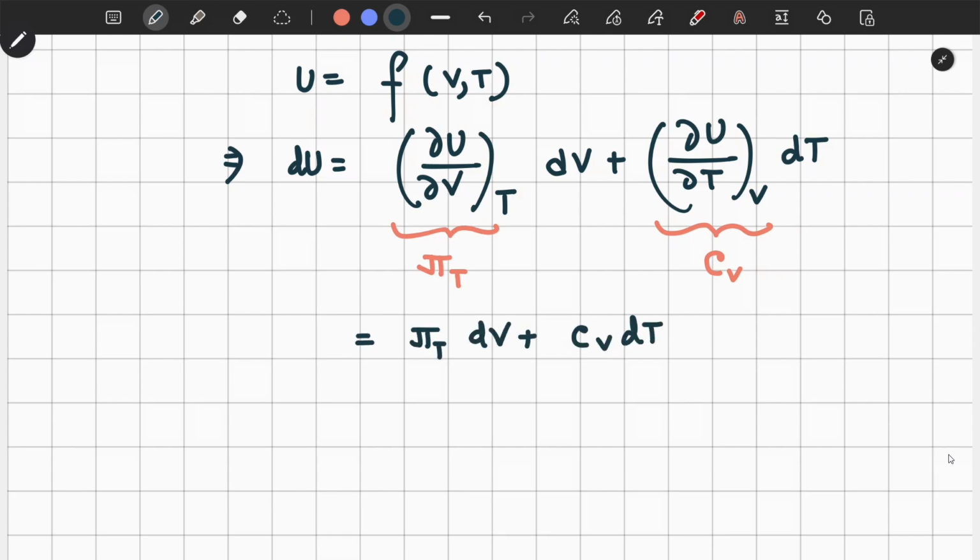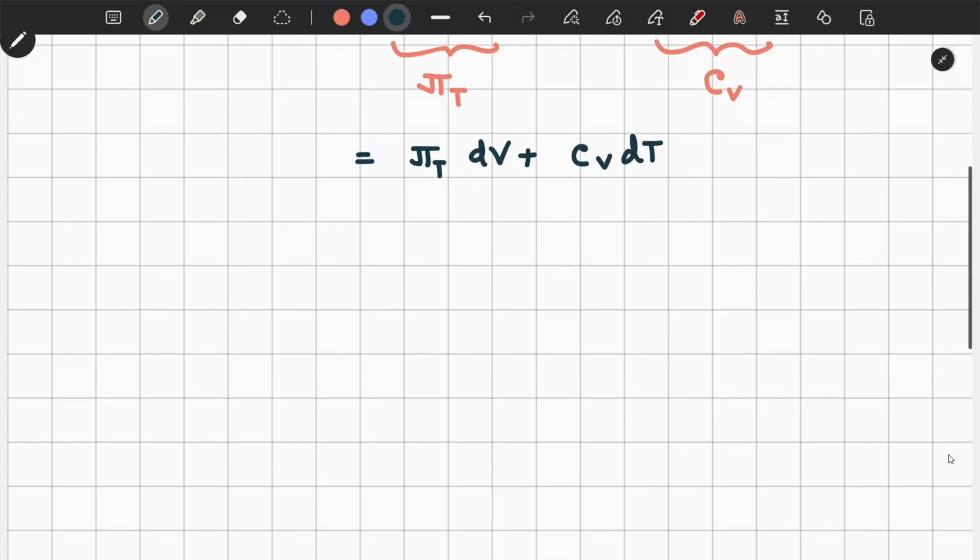So this equation we know. That is a general equation. That is not for an ideal gas. That is not for any constant pressure or constant volume, nothing. It's a general equation.